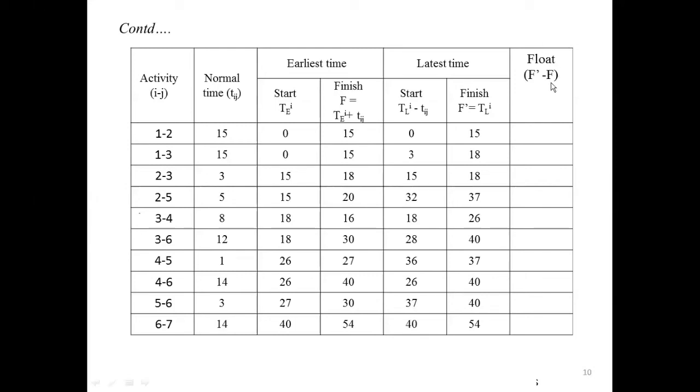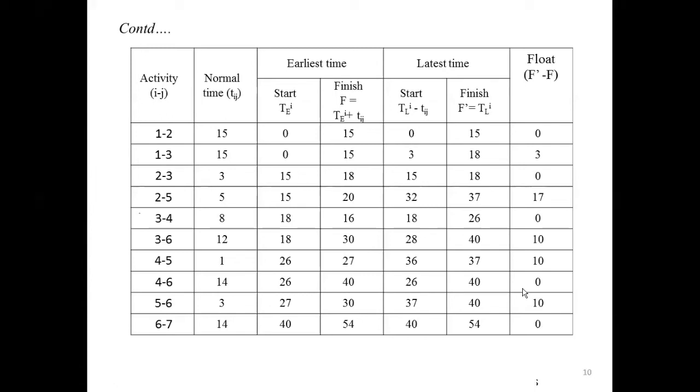You know the value of f dash and f. 15 minus 15 will get 0. 18 minus 15 will get 3. 18 minus 18, 0. 37 minus 20, 17, and so on. You will get a float value for each activity.